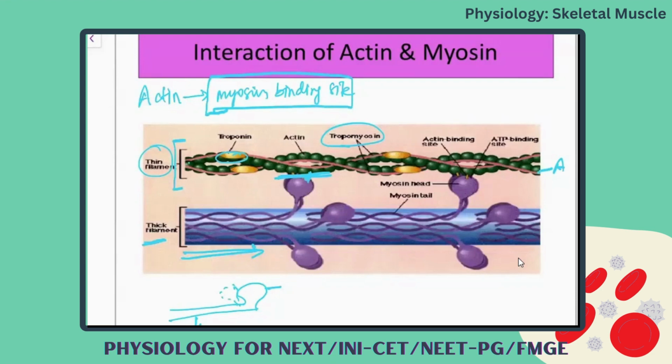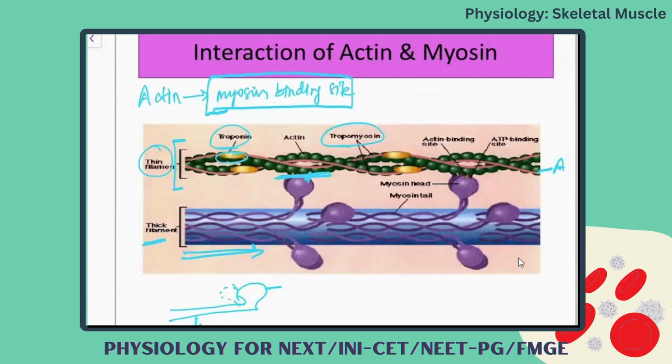Which chemical is released? Which electrolyte is released from the sarcotubular system? Calcium. The tropomyosin will expose the actin to attach with the myosin in the presence of calcium. If there is no calcium, it will not expose. It will always cover it. And where is this calcium coming and giving the signal? It is to the troponin, which is also a thin filament. Thin filament has actin, troponin, tropomyosin.